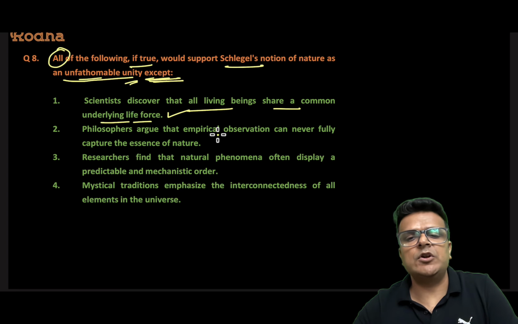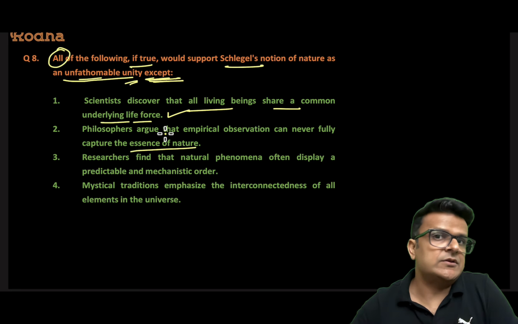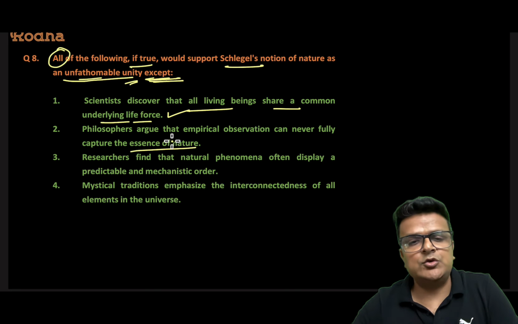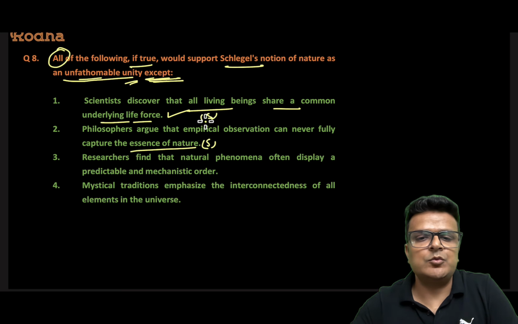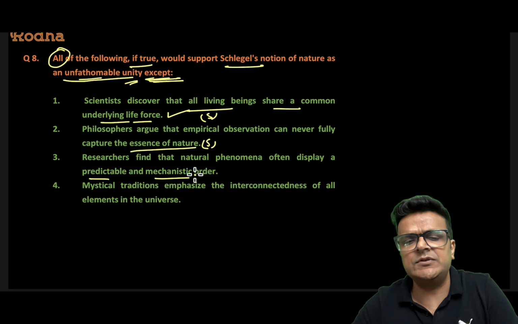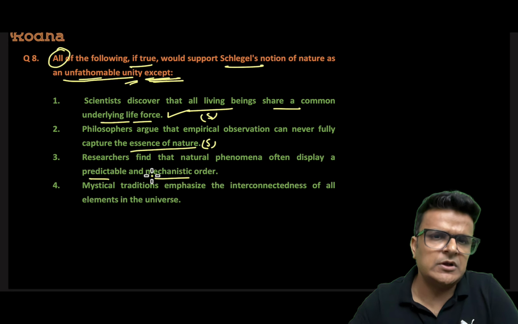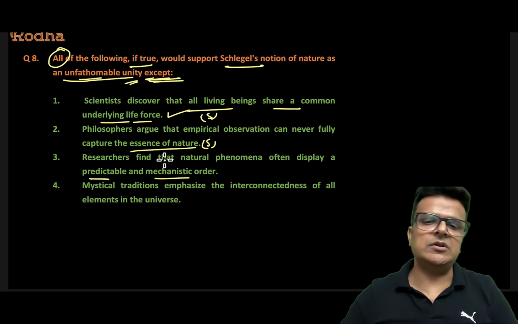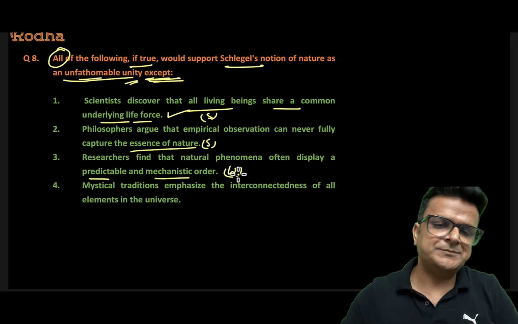Philosophers argue that empirical observations can never fully capture the essence of nature. If essence of nature cannot be understood, it is unfathomable. Unfathomable means you can't understand it. तो अगर ये true है तो ये भी इस बात को support करता है. Cannot be the answer. Supports. Researchers find that natural phenomena often display a predictable and mechanistic order. If this is true, then you can understand natural phenomena, you can understand nature. तो फिर ये तो weaken कर देगा.